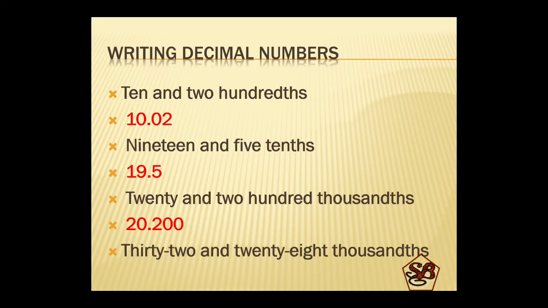The last one, 32 and 28 thousandths. Now 32 is the whole number, so we write 32. In place of "and" we put a decimal point and the next number is 28 thousandths. Again there is no digit at tenths place, so we put a 0 over there like this, 32.028.